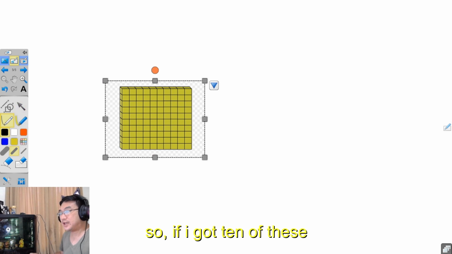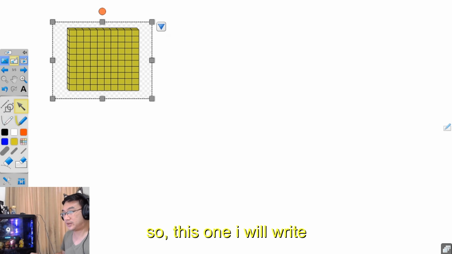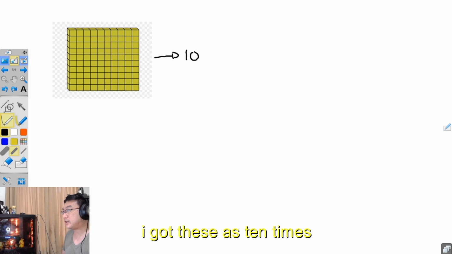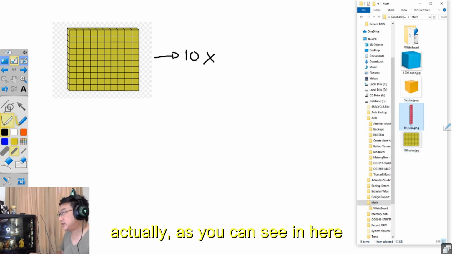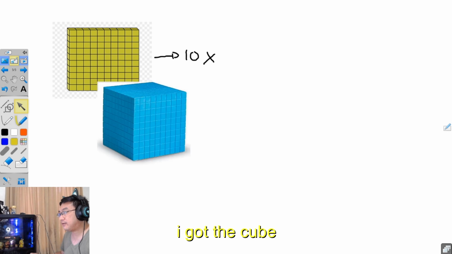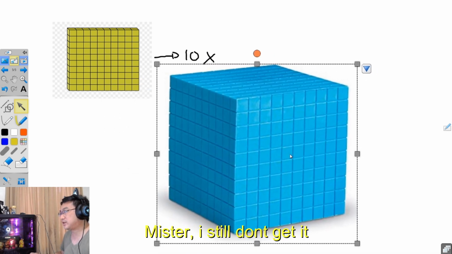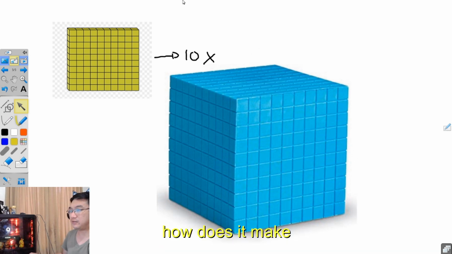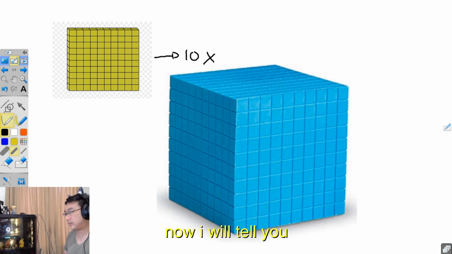So if I got 10 of this, so this part I will write, I got this as 10 times. What picture will I make? Actually, as you can see in here, I got a cube. Mister, I still don't get it. How does it make 10 of that with that one cube? And I will tell you.